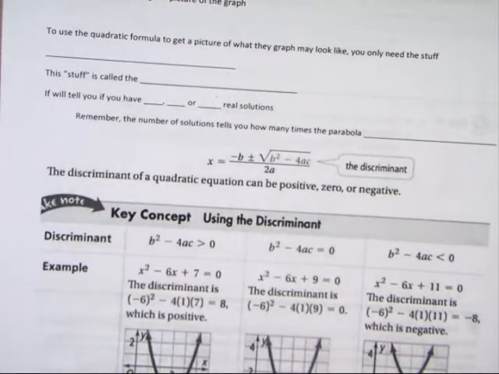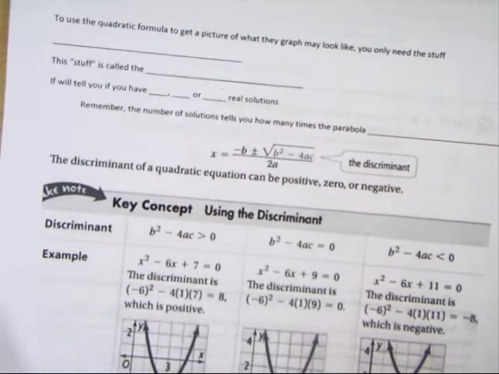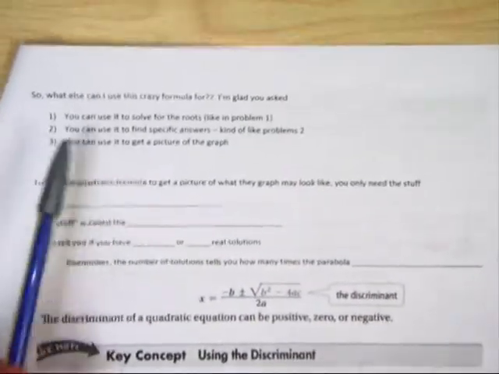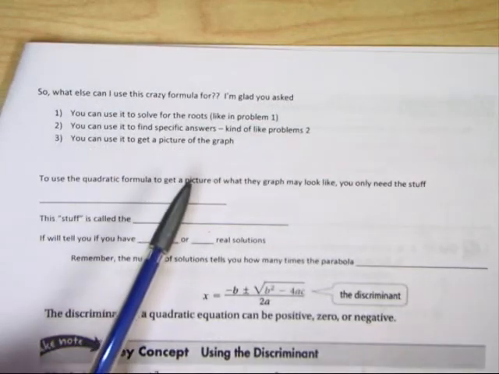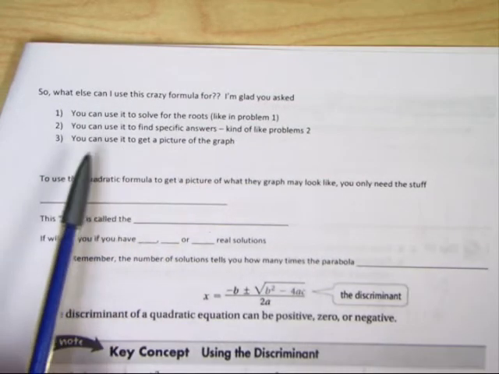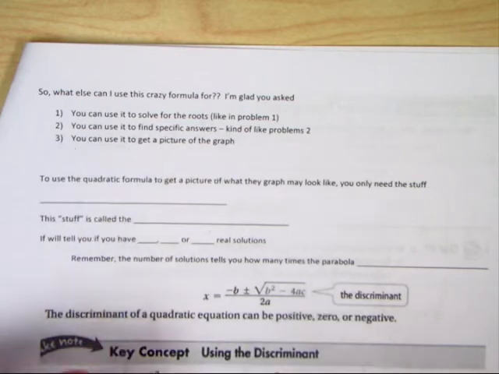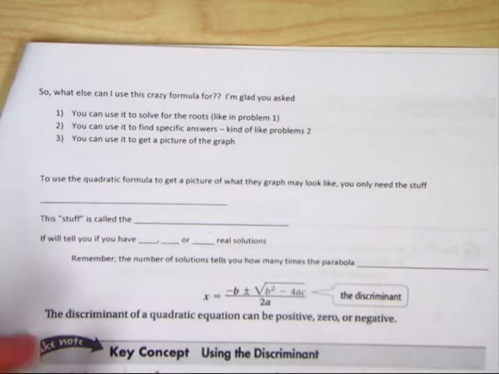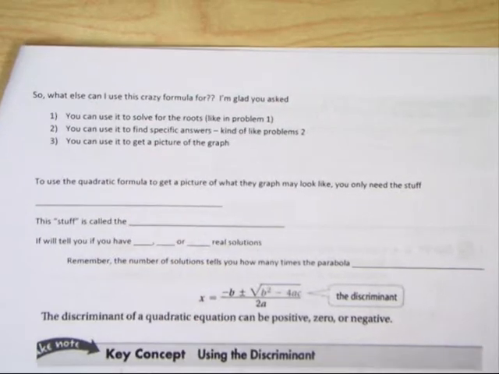In the next section, I'm going to teach you the different things you can use this formula for. Number 1, you can use it to solve for the roots, like we did in example 1. You can use it to find specific answers, like we did in problem 2, in word problems and using decimals. Or you can use it, which is what we're going to talk about next, to get a nice looking picture of our graph.